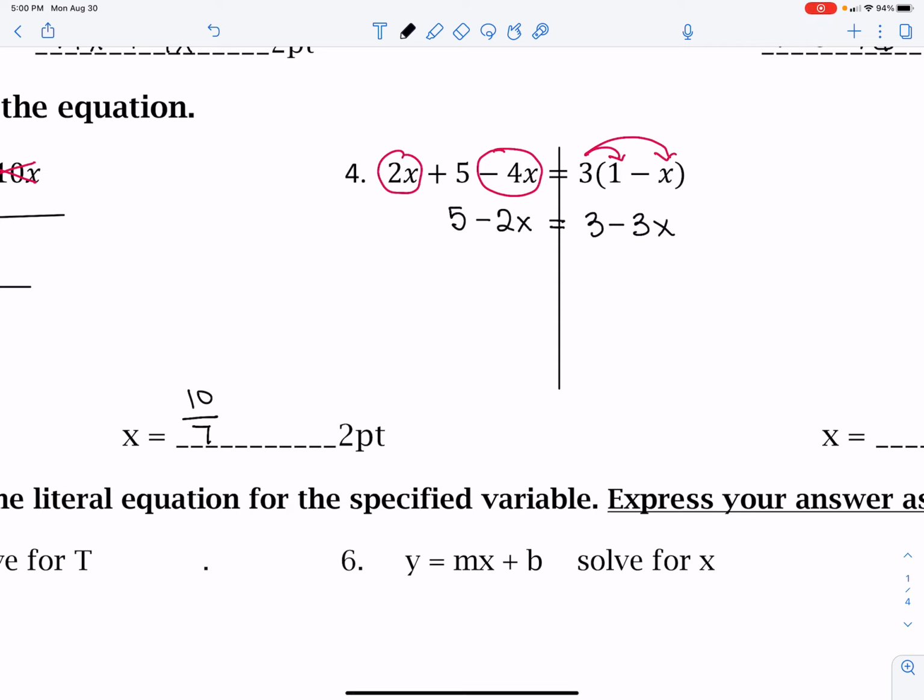Okay. So now in this case, I said that I want to get all my x's to one side. And I typically move the smaller x value. In this case, it would be negative 3x, which is smaller than negative 2x. But just to show you what would happen if I did it the other way, let's go ahead and take negative 2x and move it to the right side. So if I was to, instead of subtracting 2x on the left side, I'm going to add 2x on the right side.